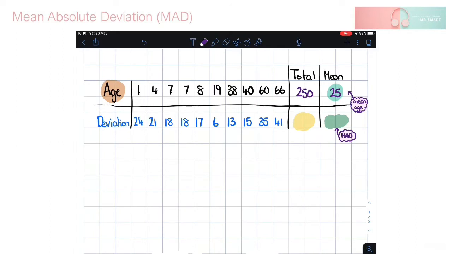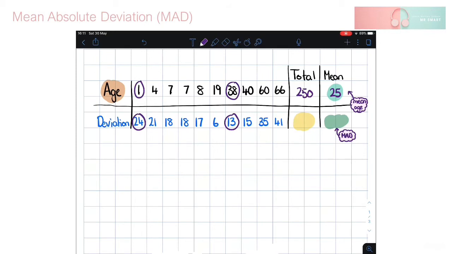Now that we've worked out the mean age for the 10 people, we need to work out something called the deviation. And the deviation is the absolute value of the distance between each of the ages and the mean age in this case. So what do I mean by that? In the first value, we have a value of 1, and 1 is 24 away from 25. There is a difference of 24 there. So the deviation becomes 24. Let's take another value, 38. 38 is actually 13 more than 25, but because we're looking at an absolute value, the distance between 38 and 25 is 13, and so the deviation is 13.